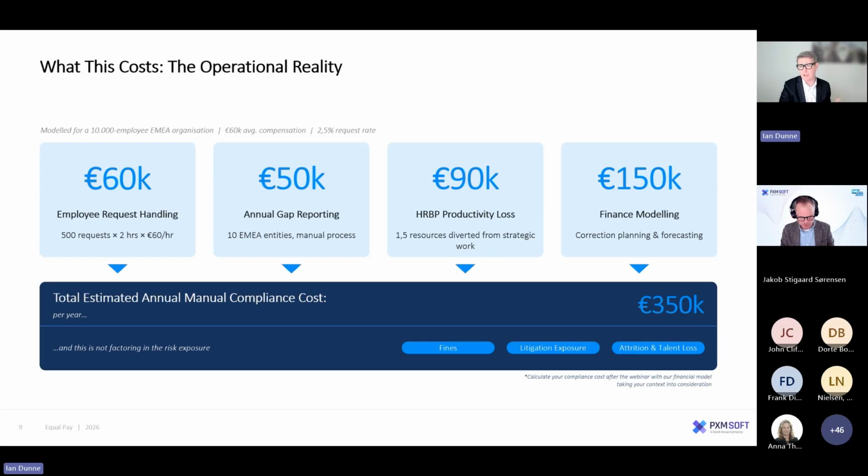That's 60,000 per year. Now, obviously, we have support and a detailed cost model. We work through that individually with clients, but this is really just to give you a figure. And annual pay gap reporting across 10 entities, where you've got to do that manually, we think that's time intensive. You're having HR business partners, country managers, line managers. There's a lot of organization, and a lot of hidden time often goes into that.